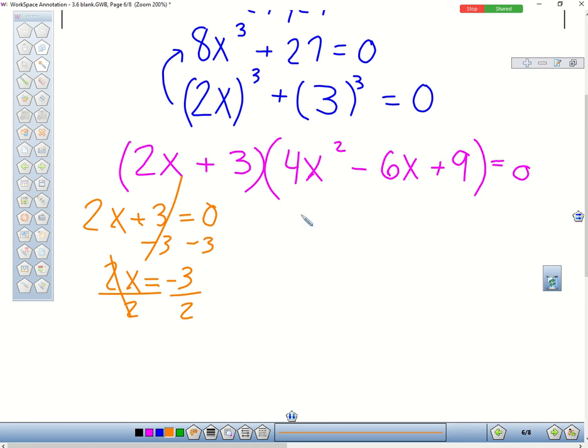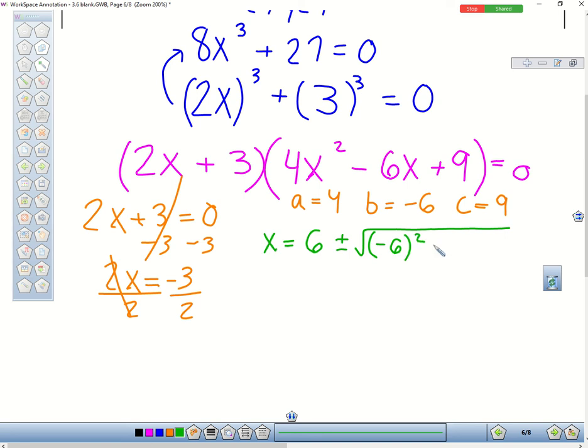Now over here, I can't do all of that, so I have to use the quadratic formula. So what is my A value in this? My B value? And my C value? Good. So the quadratic formula is x is equal to negative b, so my b becomes positive, plus or minus the square root of b squared minus 4 times a times c all over 2 times a.